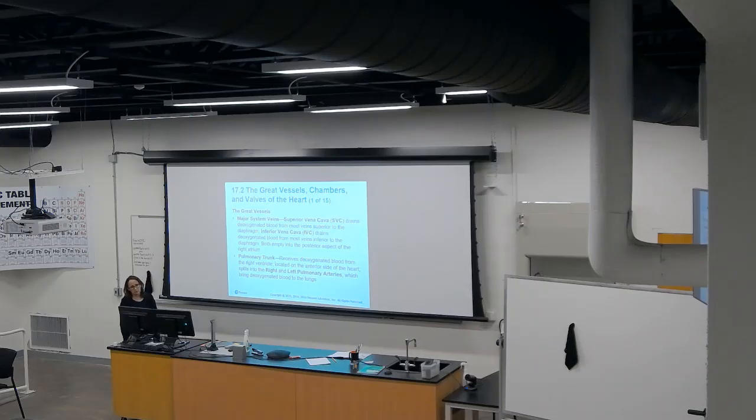Now, the pulmonary trunk is attached to the right ventricle, and it delivers the blood into the left and right pulmonary arteries. In blood vessels, anytime that you hear the word trunk, that means it's a wide blood vessel that is going to split into minor blood vessels. So the pulmonary trunk is going to split, or bifurcate, into the left and right pulmonary arteries. And this will carry the blood into the lungs.